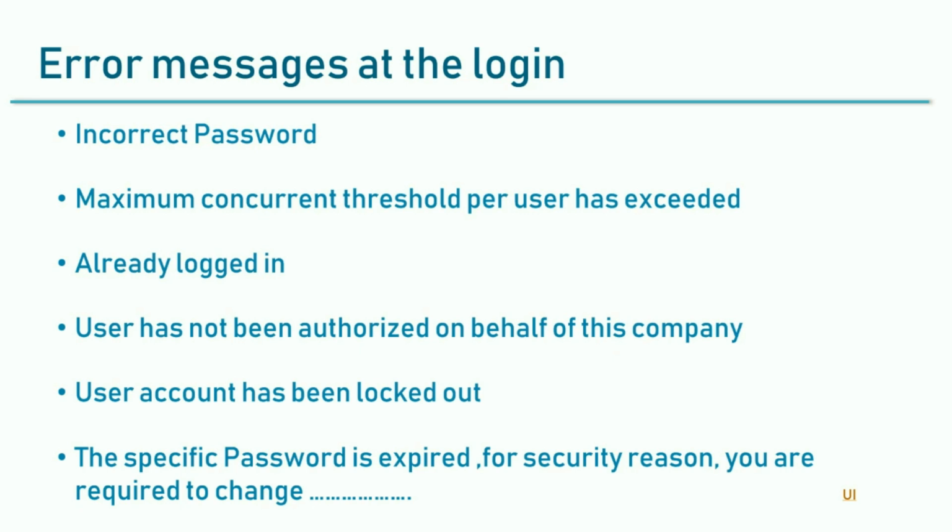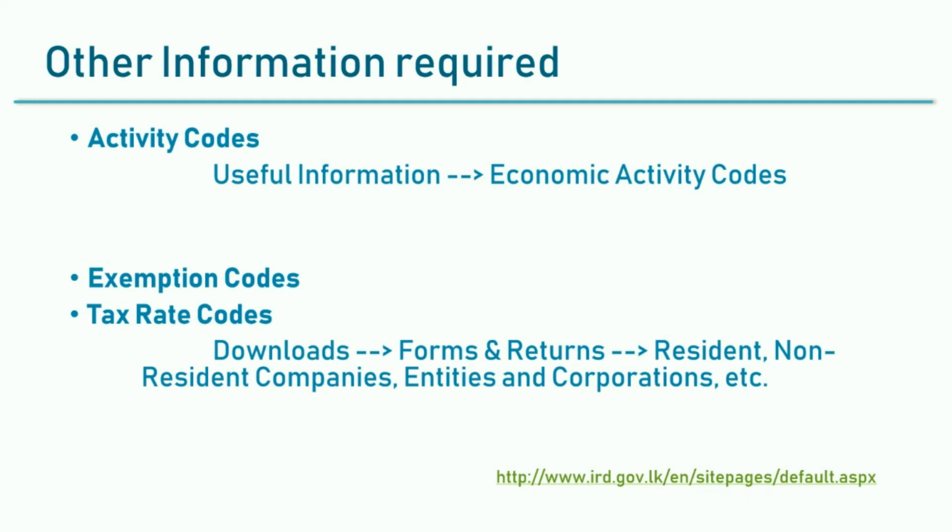Then we'll discuss what the other information to fill in the corporate income tax return is. What is the other information required to fill the corporate income tax return? Mainly activity codes. You can get all this information on the IRD web portal. Activity codes are available in the user information under economic activity codes, and exemption codes and tax rate codes.